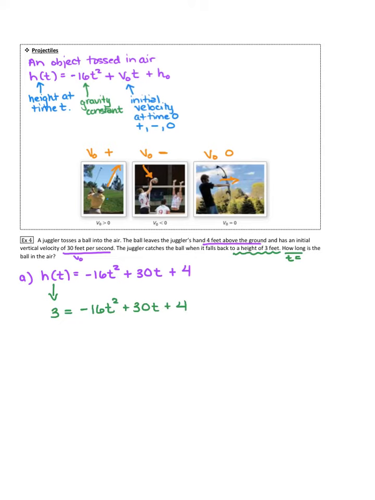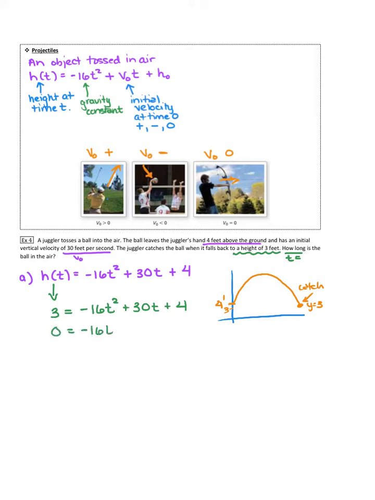And actually, let's take a look at how this would look in a graph. So initially, at 4 feet, the juggler tosses the ball in the air, and it goes up, and then it starts to come down. And when it gets to 3 feet right here, that's when the juggler is going to catch the ball. So he catches it when y or h equals 3. Okay, so let's go ahead and we have a quadratic. What's the first thing you do? You set it equal to 0.